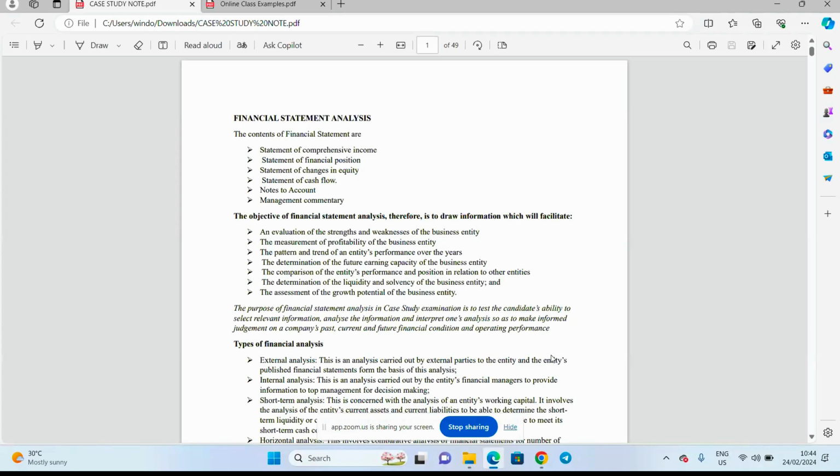Now, the objective of financial statement analysis. The objective of financial statement analysis is to draw information which facilitates an evaluation of strengths and weaknesses of a business. Business is a calculated risk that a man engages in in order to earn a living. What I mean by calculated risk is that the aim of going into business is to make profit, but in reality, you can make profit, you can make loss, or you can break even. That is what makes it a calculated risk.